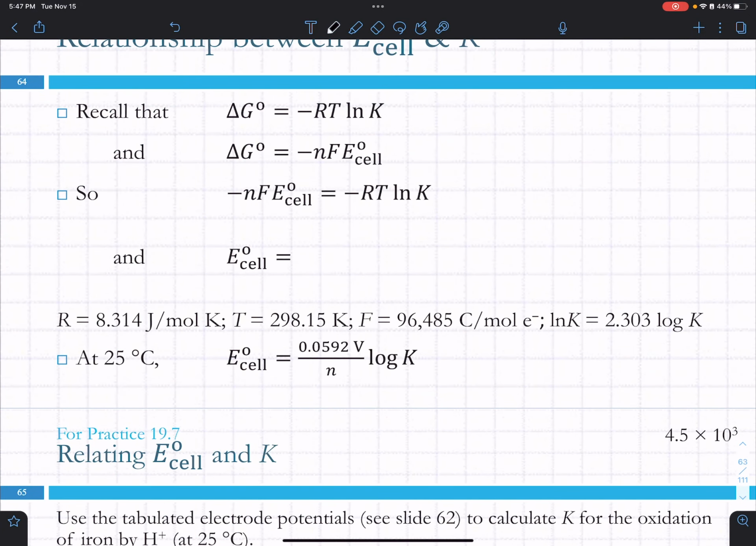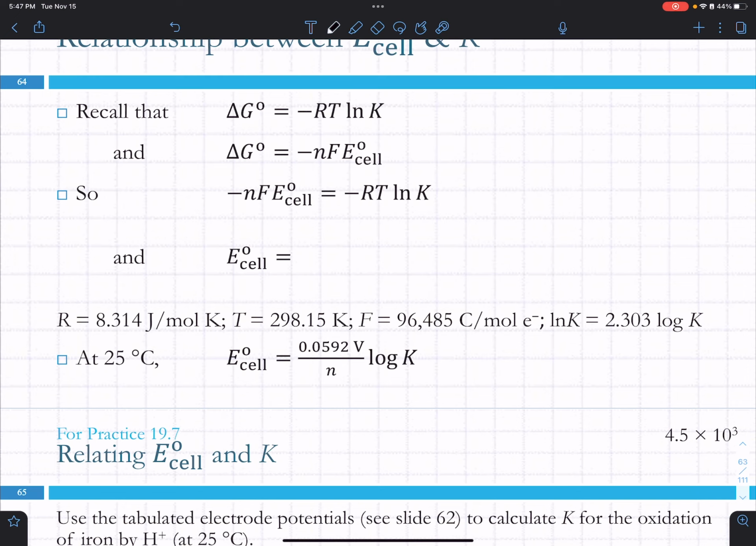So we're going to do this in a roundabout way, because we know that delta G is related to K, and it's negative RT ln K. And we know that delta G is also equal to negative NFE. So we can make NFE equal to negative RT ln K. I think it's the identity property. Look at that, math stuff.